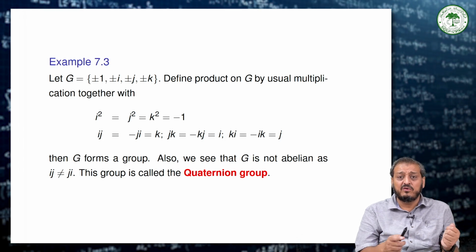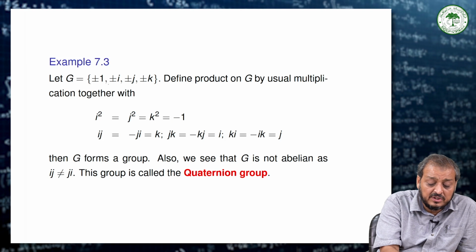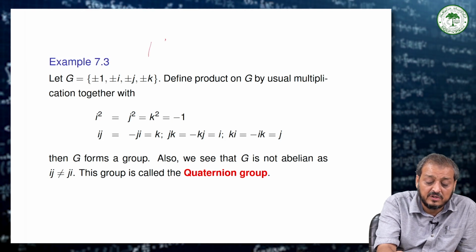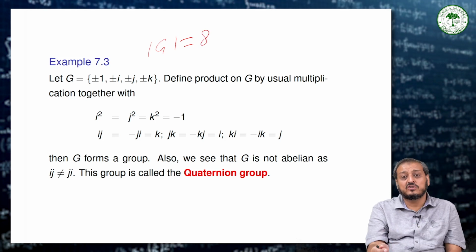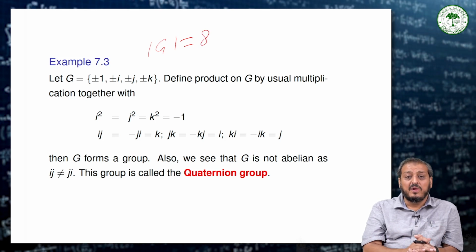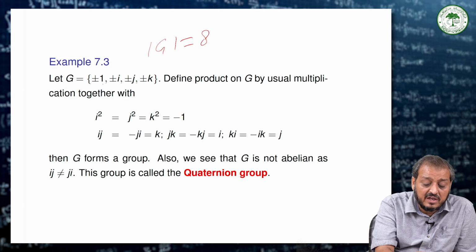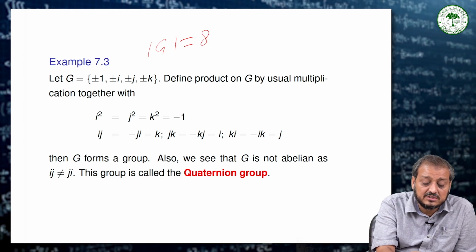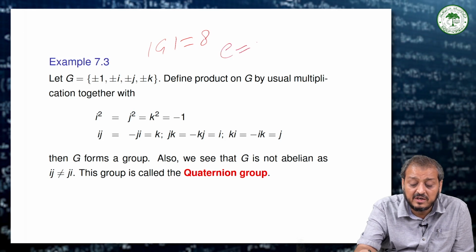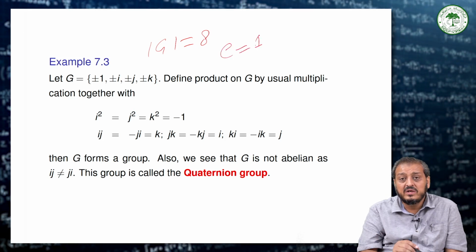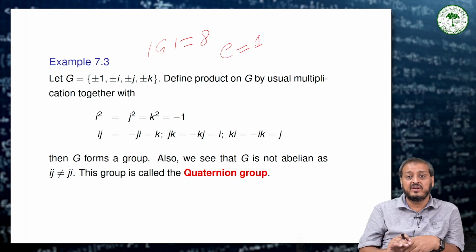Why? Because of the elements we take. The size of G is equal to 8, and that's why it's called the quaternion group. The elements are plus minus i, plus minus j, plus minus k, and the multiplication identity here is equal to 1. 1 is clearly the identity element present here.